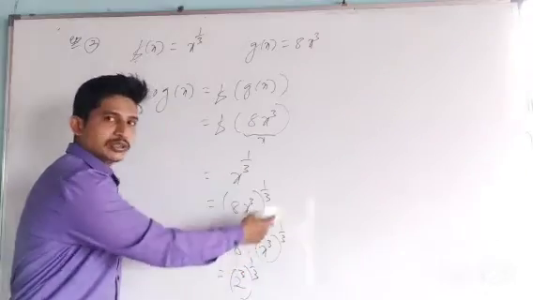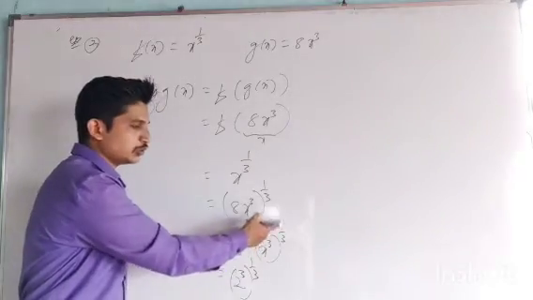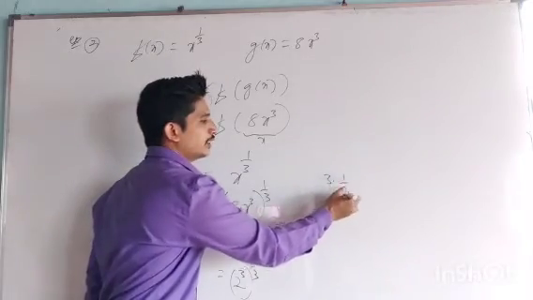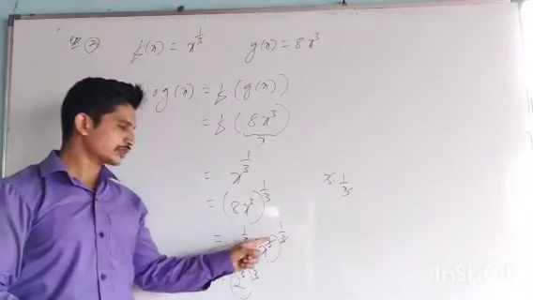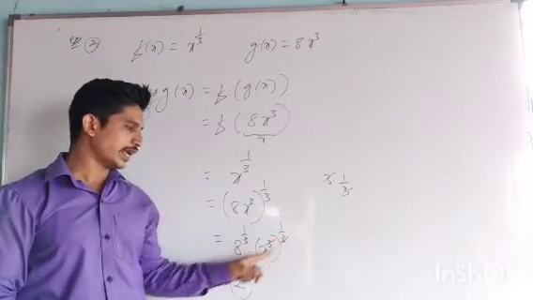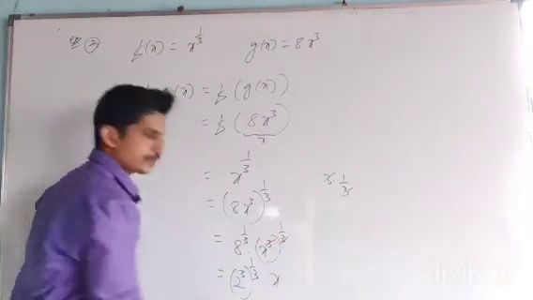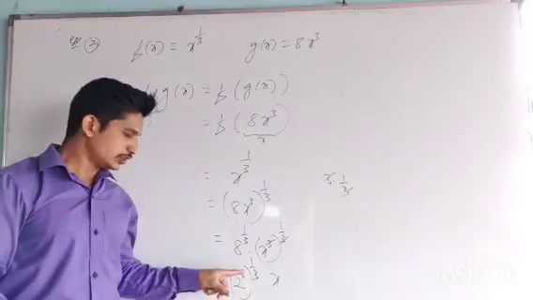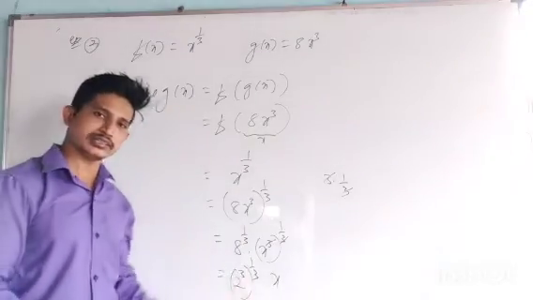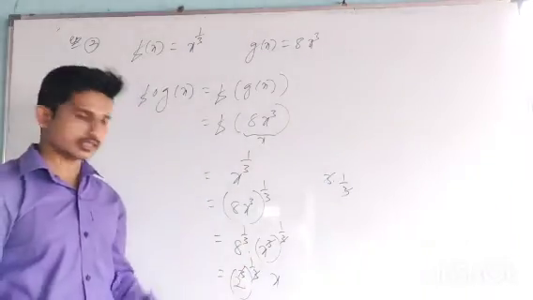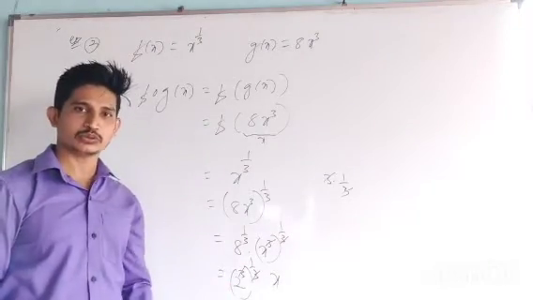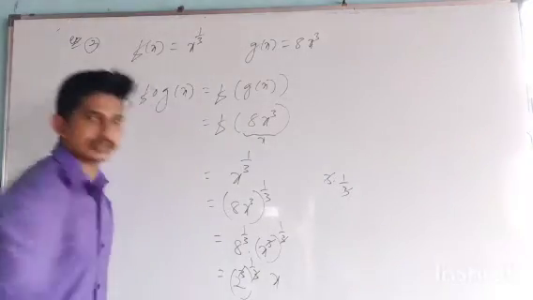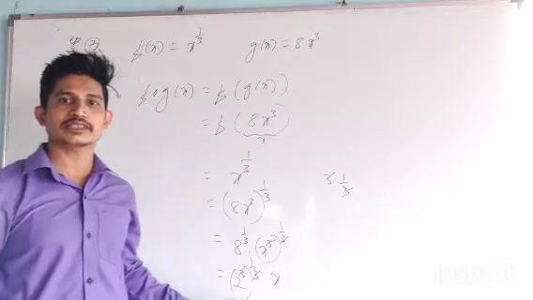Now x cube raised to 1 by 3: if you multiply 3 into 1 by 3, 3 and 3 cancel. X raised to 1 is x. Now 2 cube raised to 1 by 3: again 3 into 1 by 3, 3 and 3 cancel, and 2 raised to 1 is 2. So the answer is 2x.